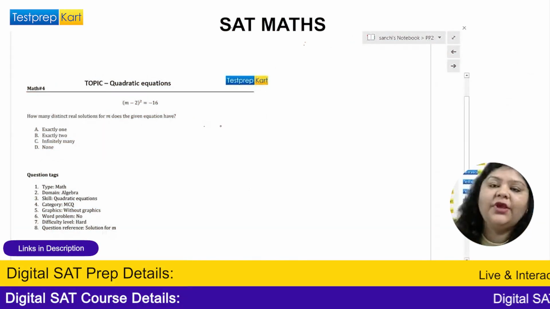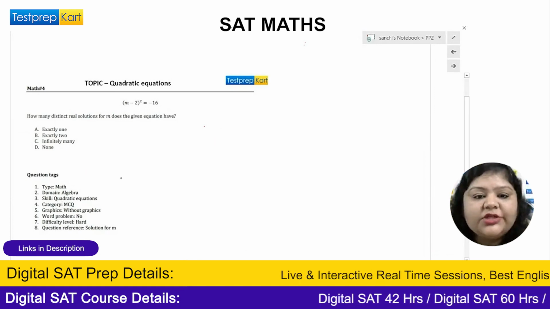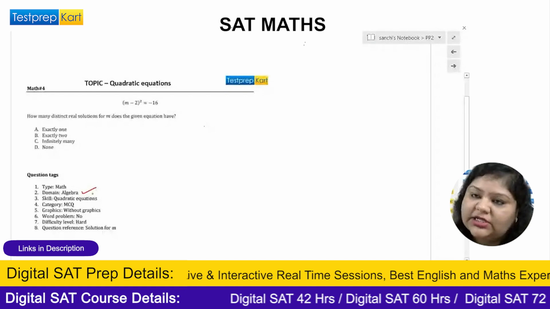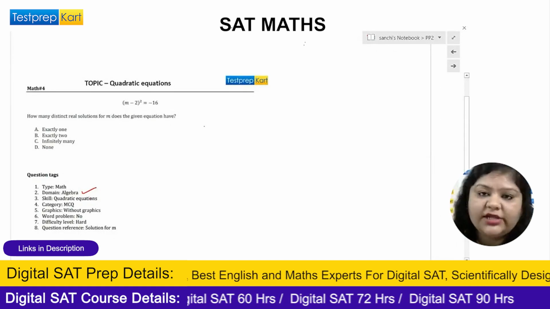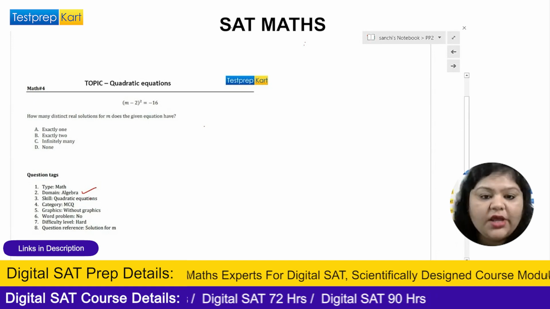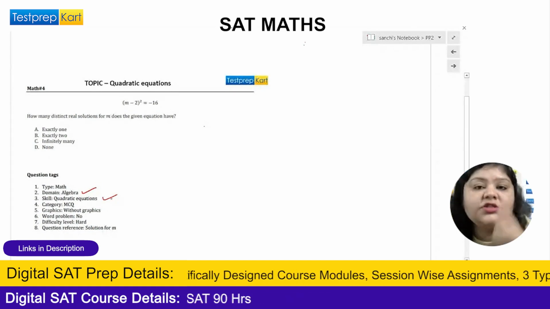Resuming my recording. Okay, now see, this question number 4 belongs to, of course, the algebra module. As I said, there were so many questions which belong to the algebra and the advanced math part. And from the algebra, it belongs to the quadratic equation. Of course, it does. Why so?